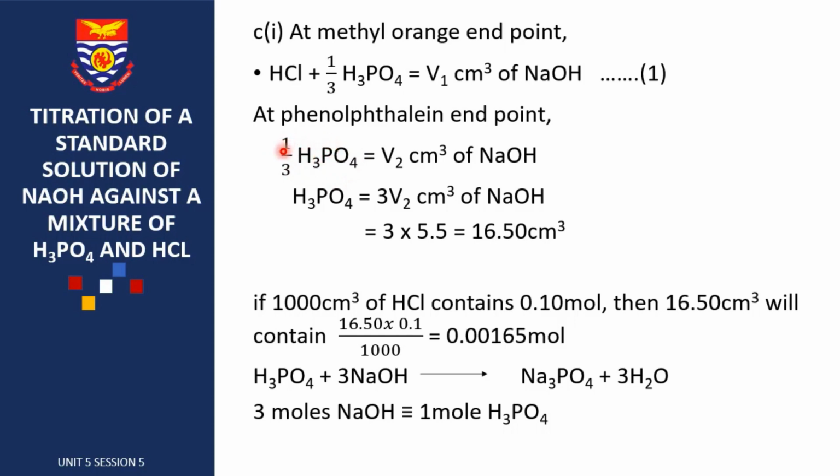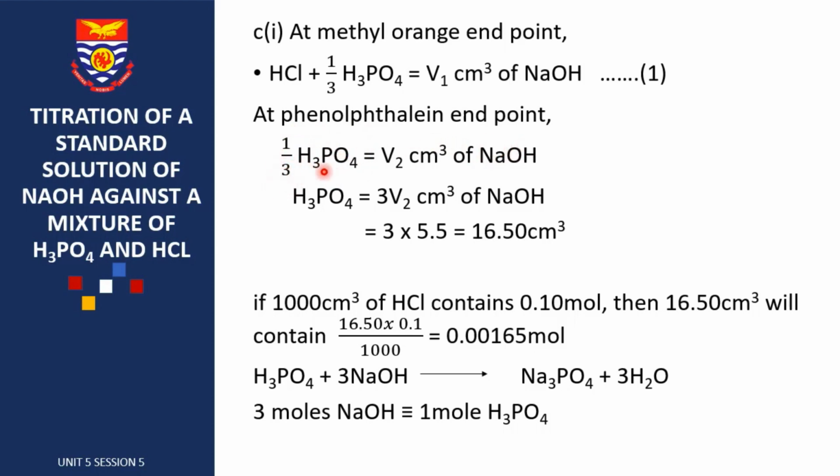So, 1/3 of the phosphoric acid is neutralized at the phenolphthalein endpoint. So, the volume of sodium hydroxide recorded to have been used is the volume that only converted 1/3 of the phosphoric acid. So if we want to know the volume of sodium hydroxide that would completely convert the phosphoric acid, we can do some extrapolations here.